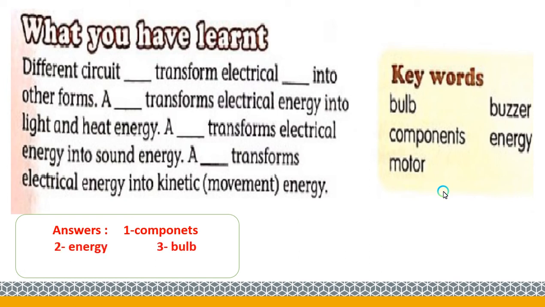So for example, the bulb light transforms the electrical energy into light and heat energy. So the next one, which one transforms electrical energy into sound energy? It is the buzzer. Yes. And number 5, which one transforms electrical energy into kinetic or movement energy? It is the motor.